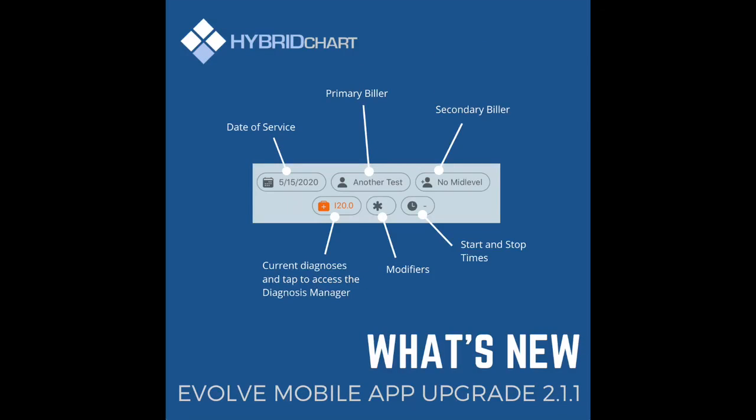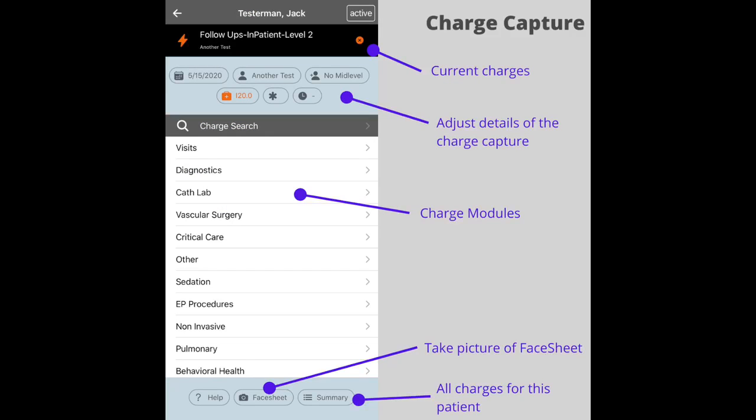Let's go through the differences in the new HybridChart Evolve mobile app. The Charge Manager screen used to have 4 tabs. In the new version, we have made all of the features available on one screen, so no more tabs. The current charges for the day are still at the top.